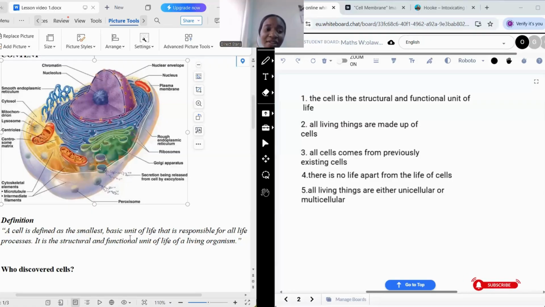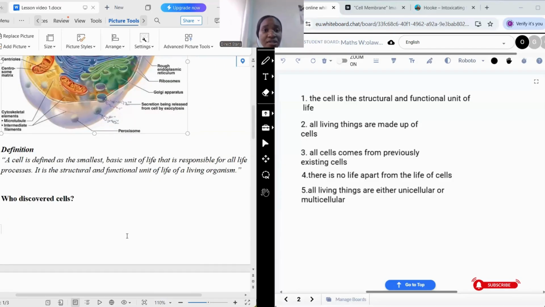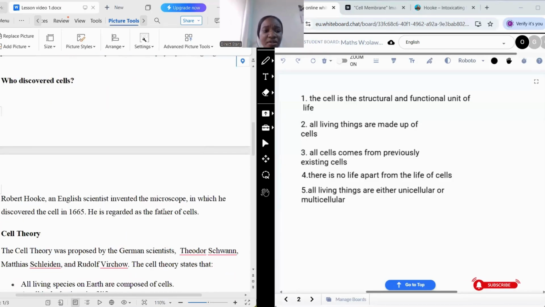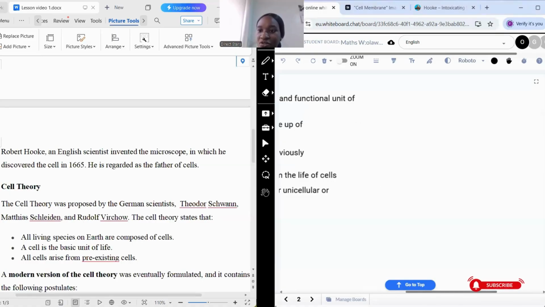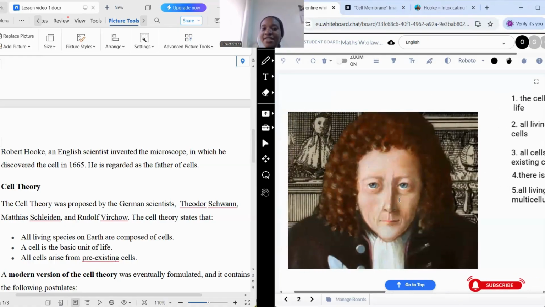Okay, so now let's look at how the cell was discovered. Who discovered the cell? We have Robert Hooke, an English scientist. He invented the microscope with which he discovered the cell in the year 1665. Have you heard about Robert Hooke before? He's also called the father of cells. I think I have a picture of him here. So whenever you hear the name Robert Hooke, you should know who they're referring to. So here is the English scientist, and his name is Robert Hooke.